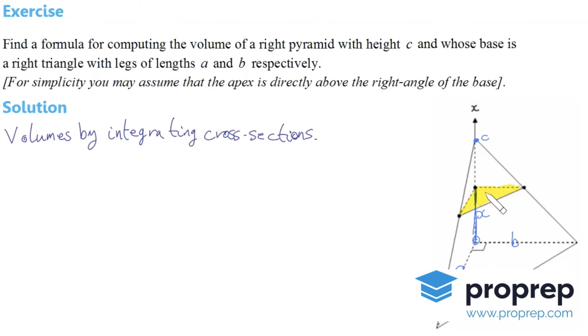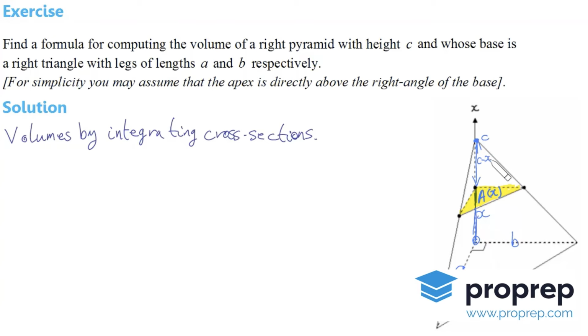The area of this I'll call A of x, the area of this as a function of x. I also want to note that if this is x from here to here, and from here to here is C, then the remaining bit, from here to here, is going to be C minus x. That completes x to C.